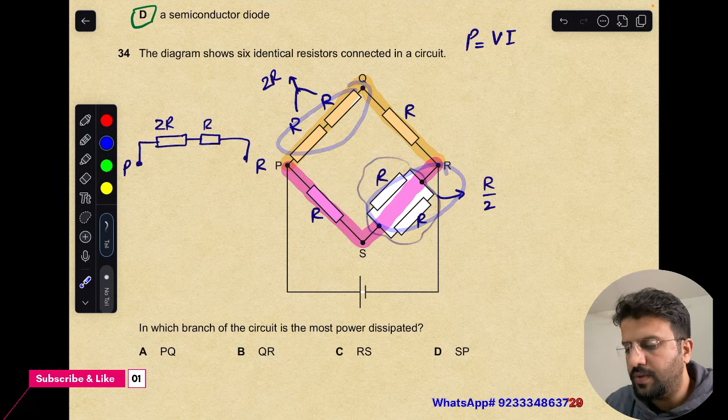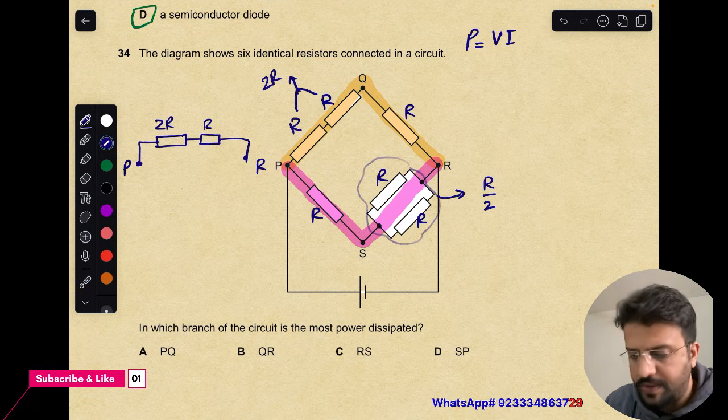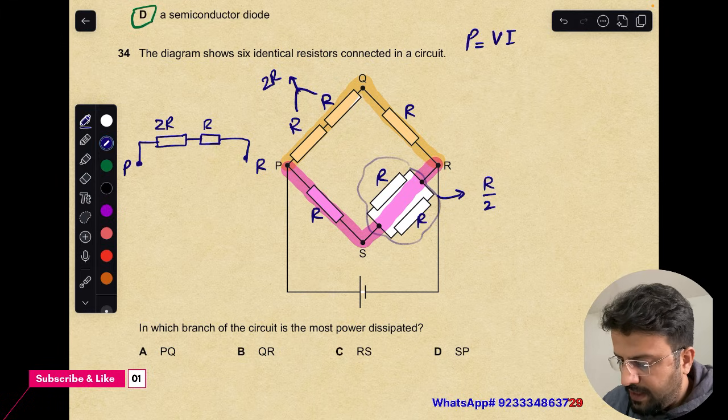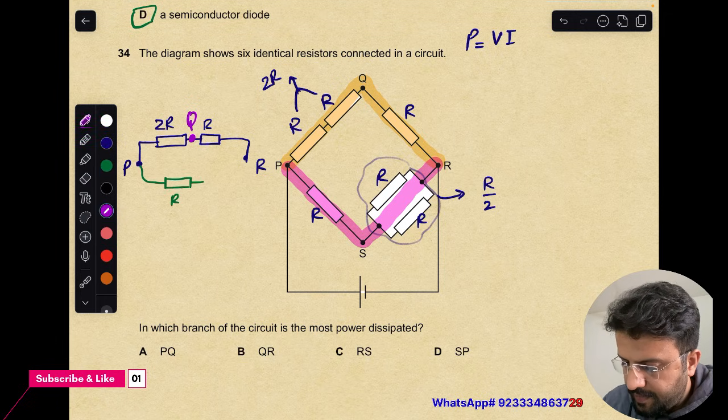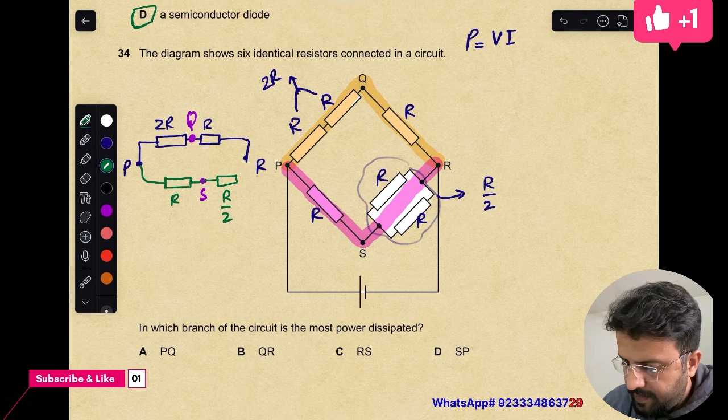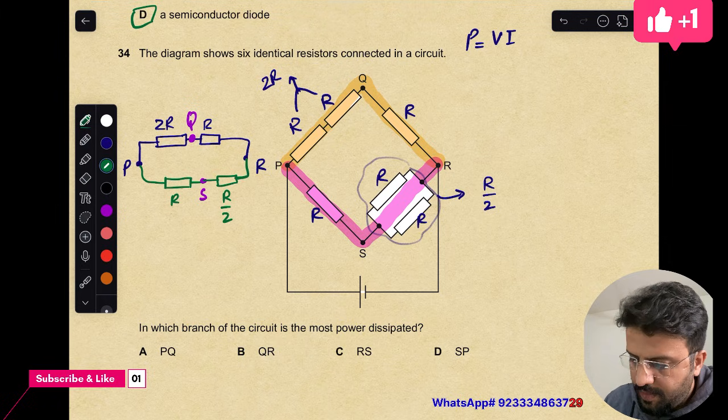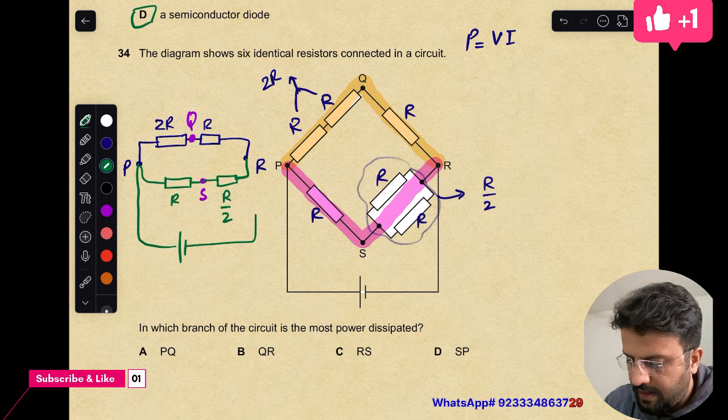Okay, so I'm going to simplify the resistances between these points. Between this point is basically the Q. For the lower part, I can make this R, there is point S, and again there is R by 2, and there the circuit is completed. Okay, and they are attached with the battery.